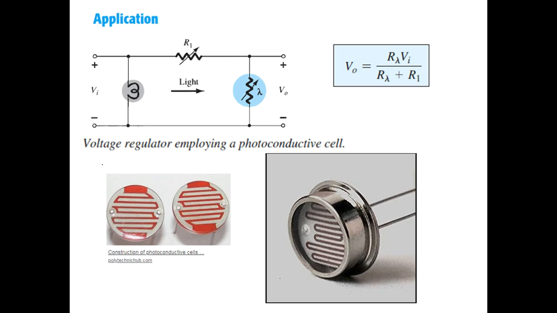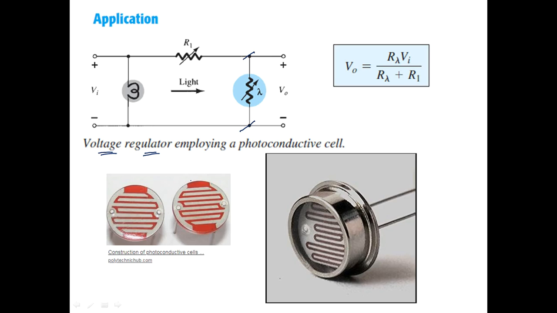Then coming to the applications, they are used in a variety of applications because of their simplicity. One application is in a voltage regulator. You can just observe it. If you Google it on the internet, you will find any number of applications of photoconductive cells. And just to remind you, in your next year you will be having some small, simple projects.